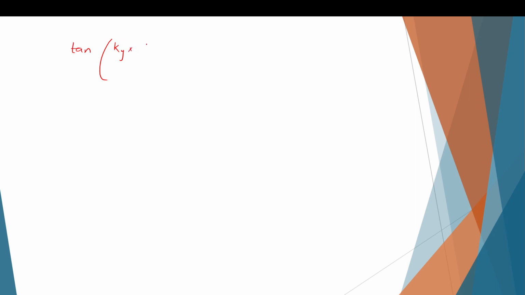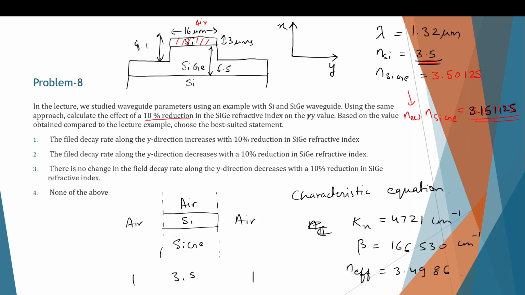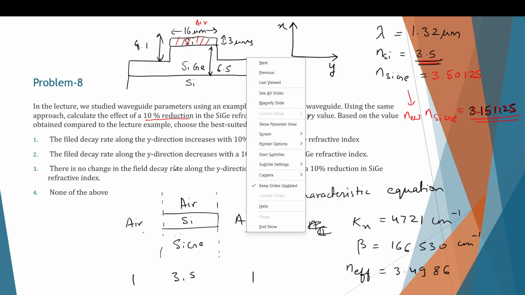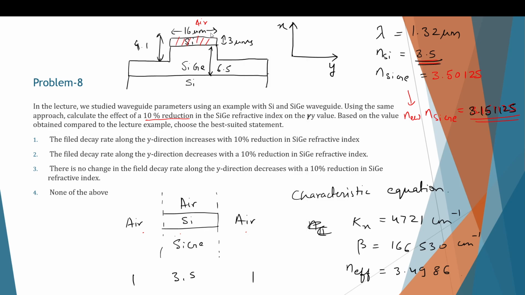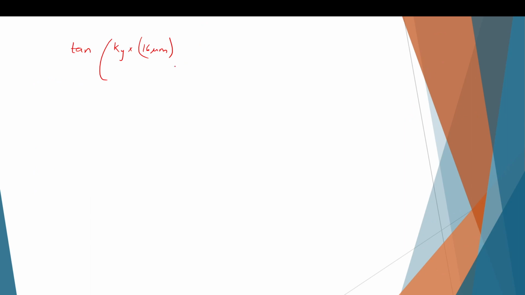Here the H will be 16 micrometers, because first we reduced it to 3 refractive index along the y-axis. After we have found the effective index, basically for finding the effective index I used 3 micrometers as the confinement. Now after finding the effective index I have to use 16 micrometers in the characteristic equation.